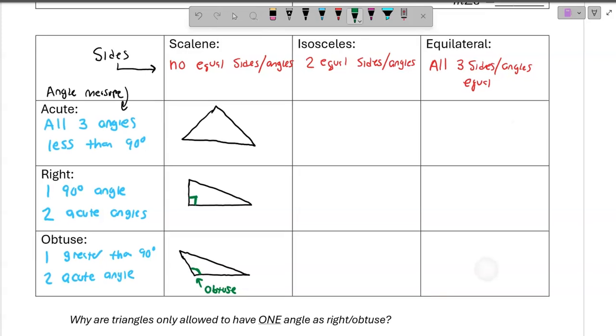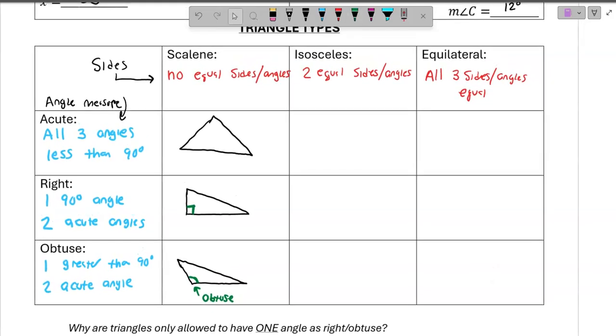Now, in the isosceles column, an isosceles acute triangle, again, all the angles must be less than 90, so maybe it looks like this. And these 2 sides are going to be equal. Now, we'll talk about this in the next lesson, but that also tells me that the 2 equal angles are actually down here. They're called base angles, but we'll talk about that in another lesson.